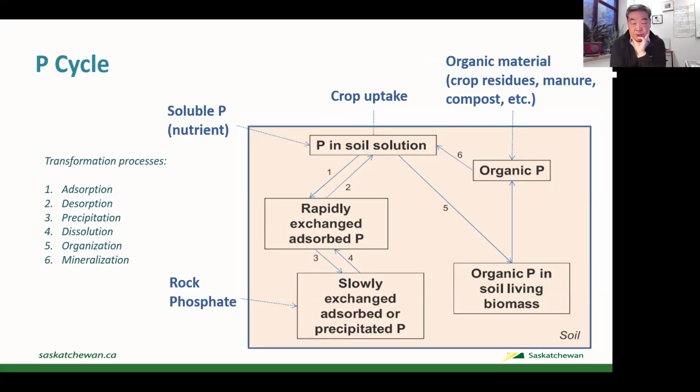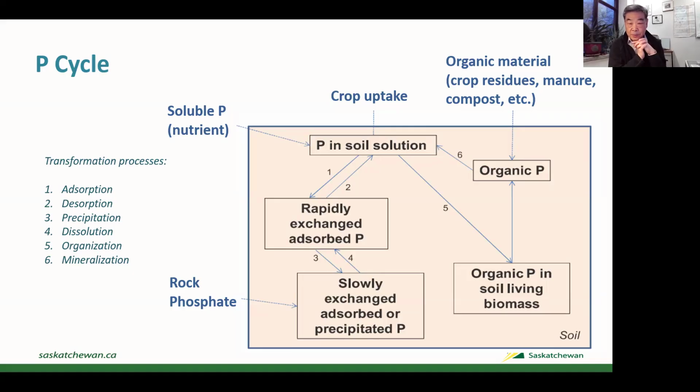Soil P is actually stored in three major P pools. One is the rock P pool. This is the original P rock in the soil, or derived from excessive fertilizer application that was applied to soil over the years, and then transferred into this kind of P pool.